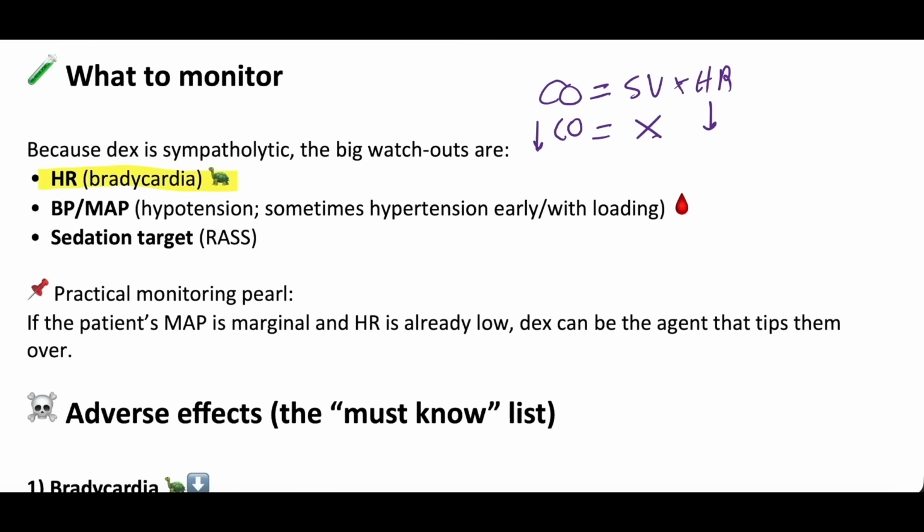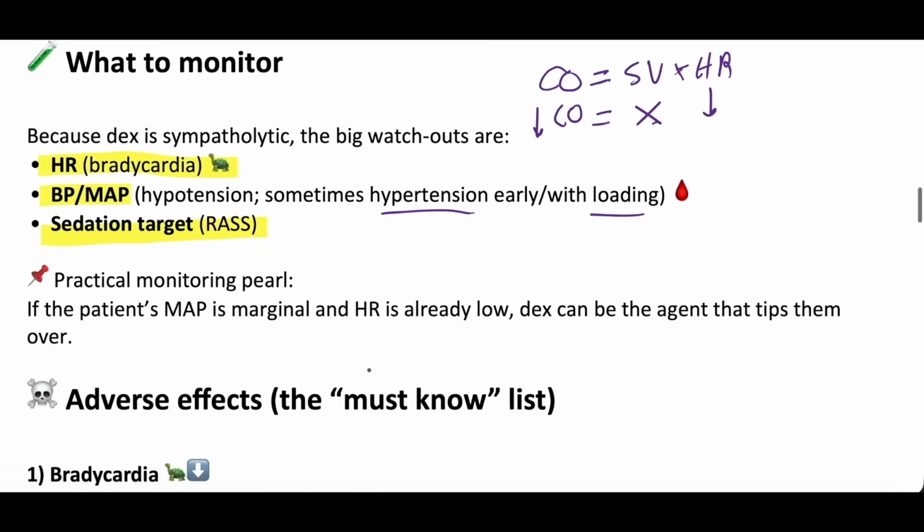It can cause maybe some degree of hypotension. That's less common in its purest form. Obviously, causing bradycardia can cause hypotension, but causing hypotension without bradycardia is less common, although can happen. If you do load, sometimes there's this reflexive initial hypertension that occurs. I feel like anecdotally you don't see this happen that often, but you will read about it. And then obviously you're monitoring your sedation targets with your RASS score, like we've talked about.